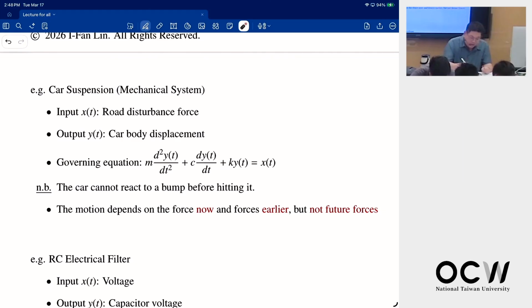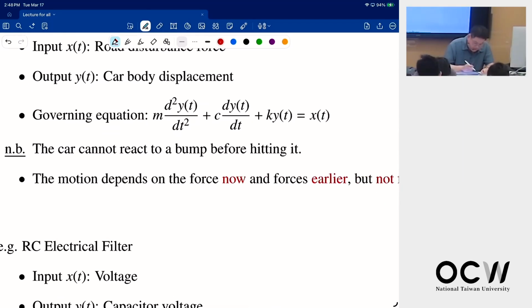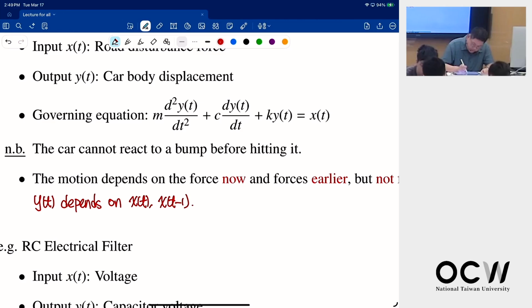So this means y depends on x(t minus 1) and so on.